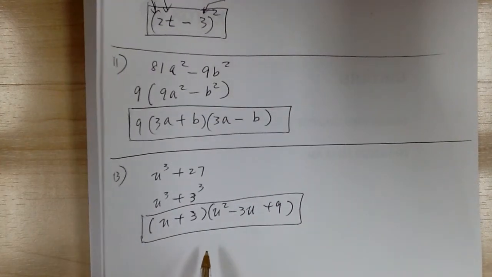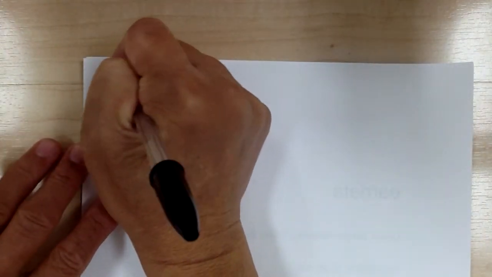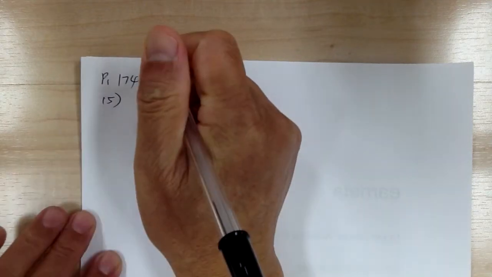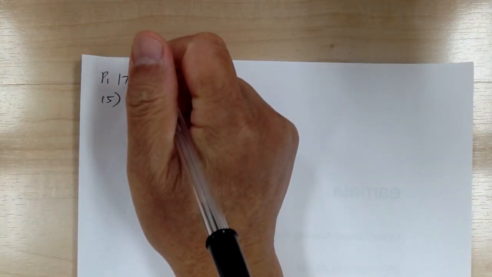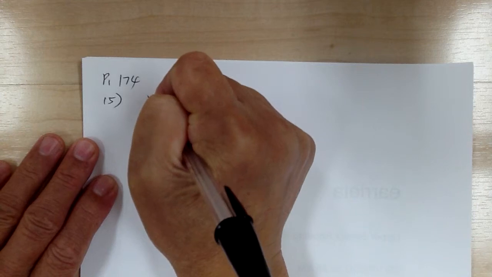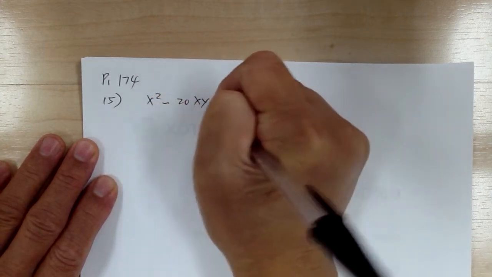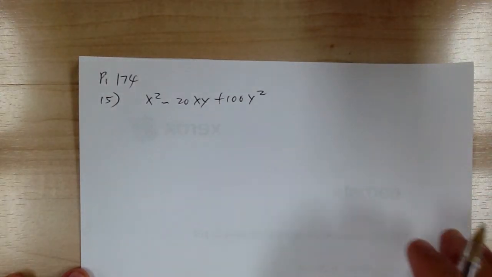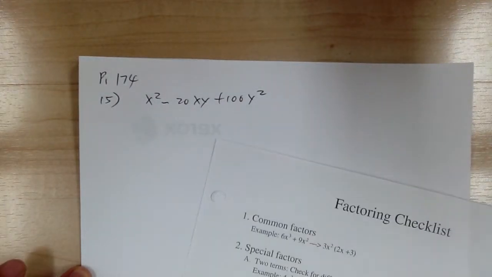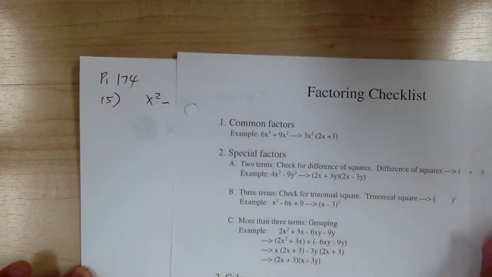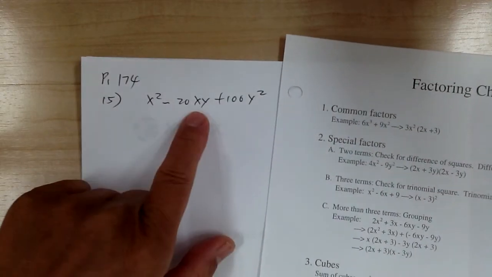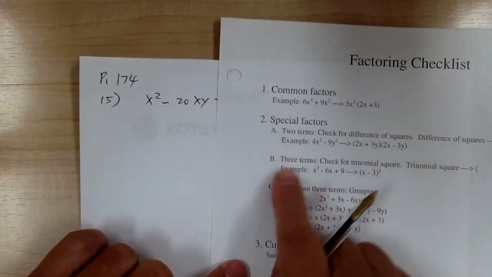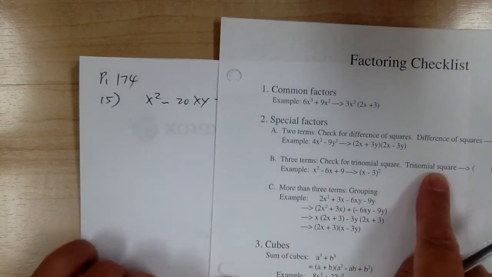Okay, let's go to number 15. Number 15, you have x squared minus 20xy plus 100y squared. Okay, so you can go through the checklist. Step 1, common factor. There's nothing in common to factor. So you go to step 2, 3 terms, you check for the perfect square.